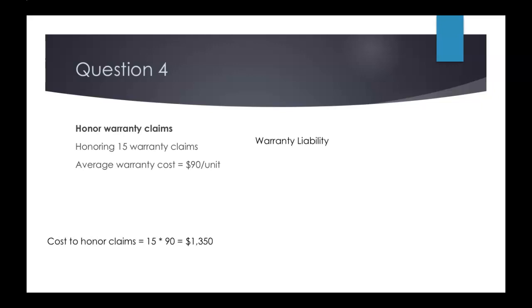So your journal entry, our liability is going to be debited. So warranty liability is debited because we're no longer liable for those claims anymore. And we will credit an account called repair parts. These warranty claims come in and we have to fix the product, right? So we're going to be using repair parts. So our repair parts will be decreasing here with this credit. And we use the number $1,350, which we get from the number of claims times the average warranty cost.